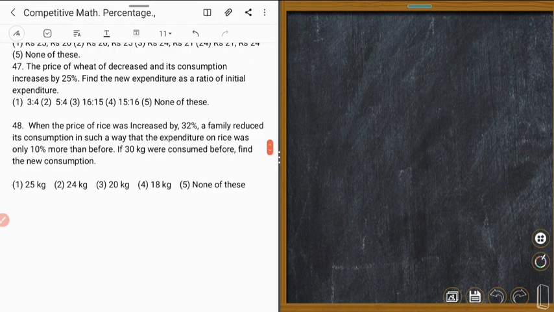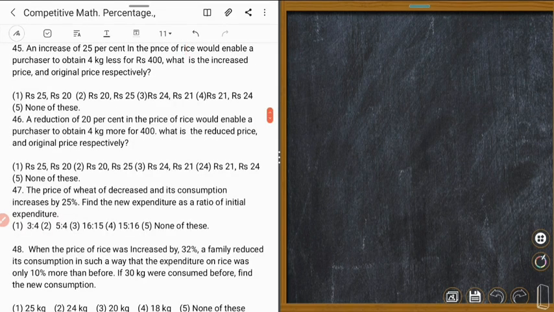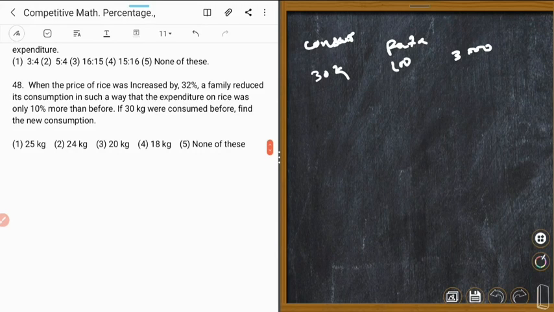For example, the consumption was 30 kg. This is the consumption, right? Rate 100, expenditure 3000. Could you understand? So what happened? The price of rice was increased by 32%. It became 132.